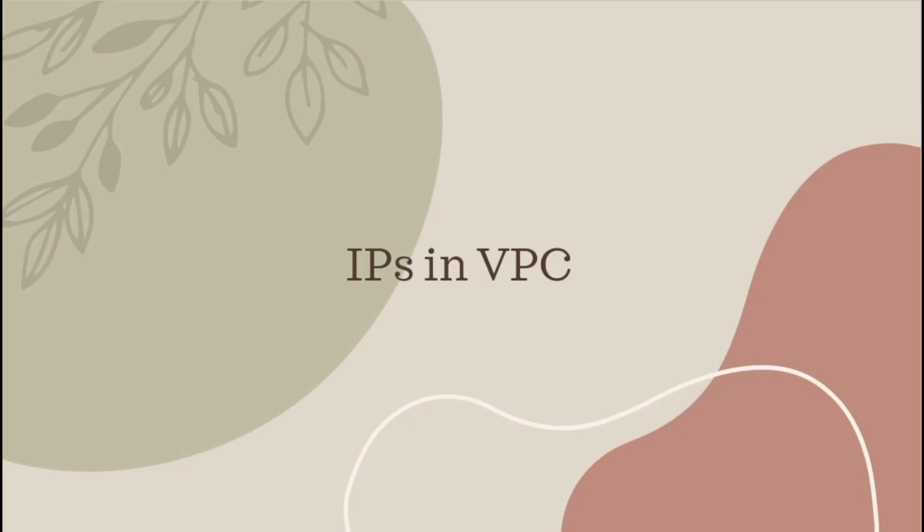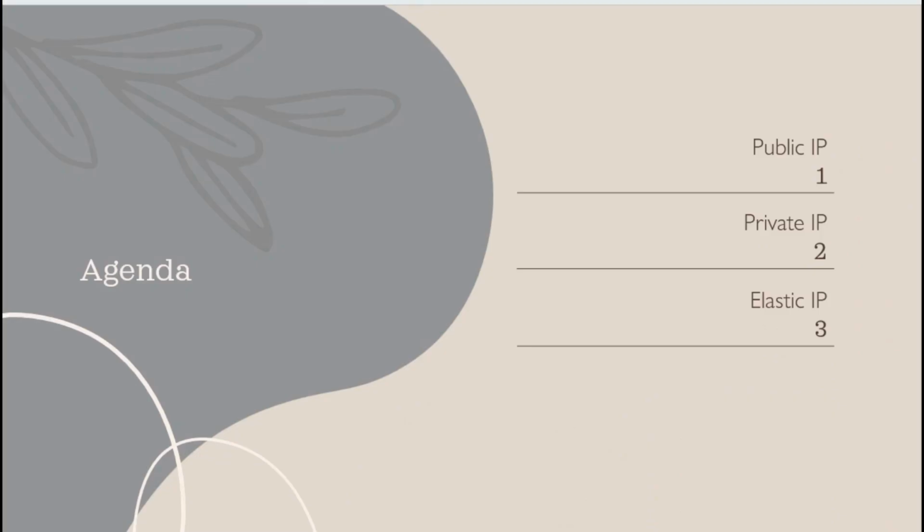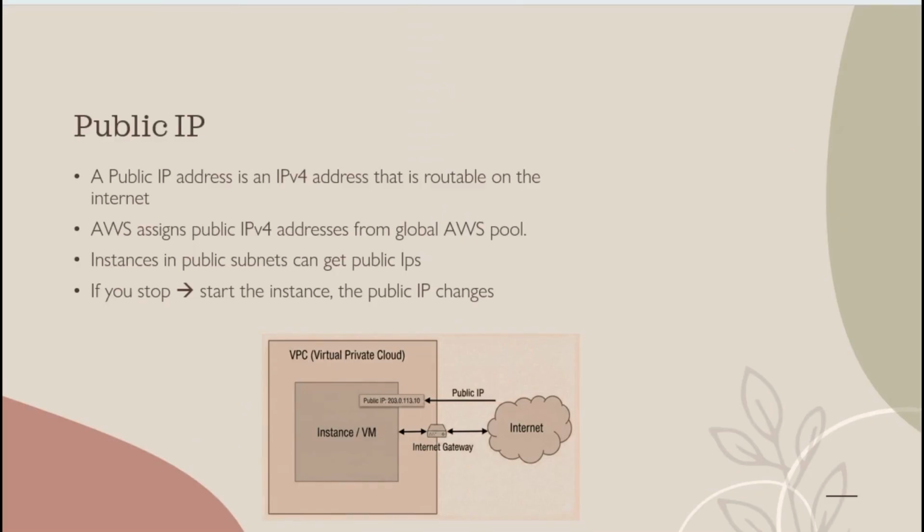IPs in VPC. In this video, we are going to see public IP, private IP, and finally elastic IP. Public IP. The public IP is unique around the world, which means the public IP cannot be repeated anywhere. So it can be routed over the internet. And the public IP addresses are assigned from the AWS pool.